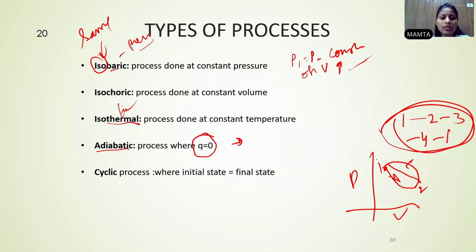This cyclic process is utilized in various energy conversion systems, and these can be analyzed to assess the efficiency and performance of such systems. By understanding these processes, we can find out various thermodynamic properties and predict the behavior of the system.